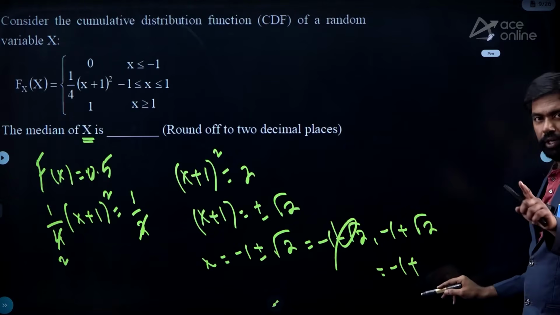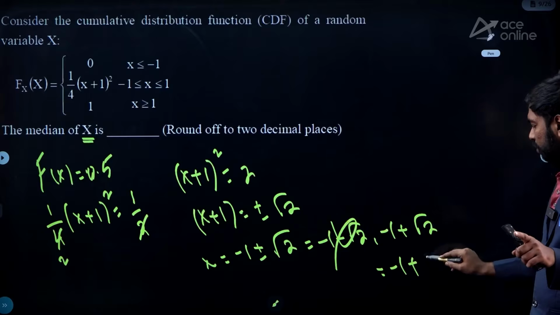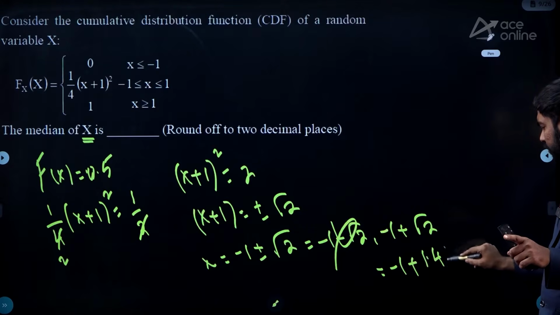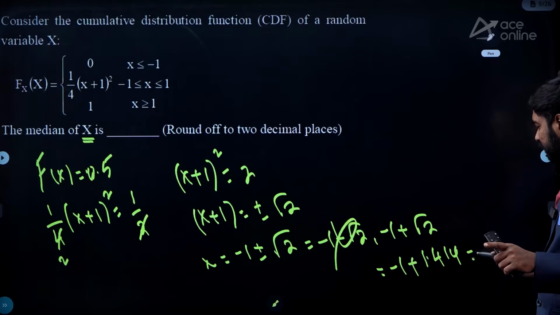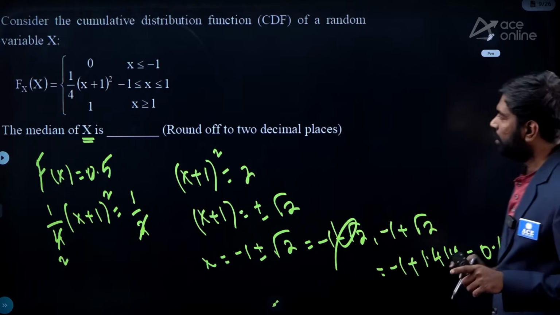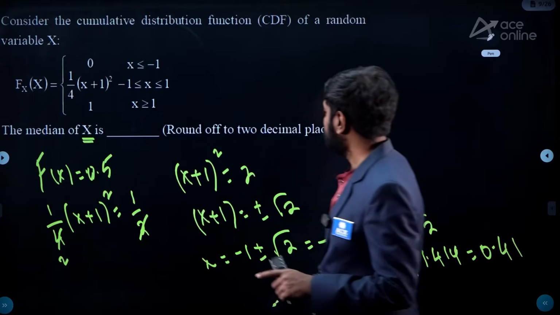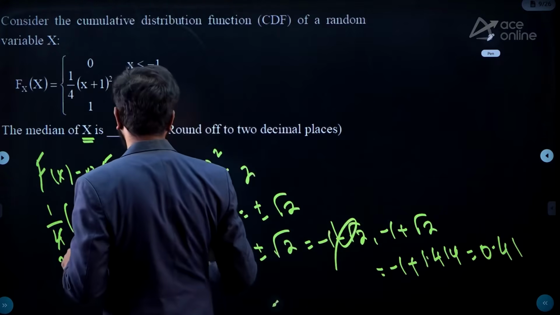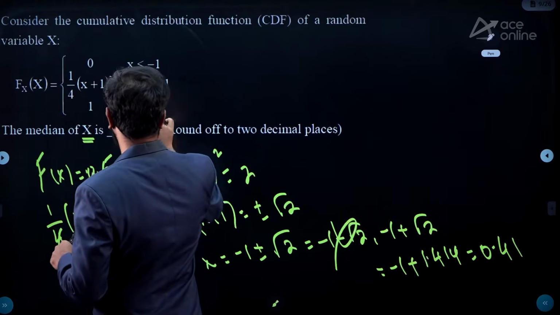Minus 1 plus root 2. You need to use a calculator. I'm just finding it roughly. Root 2 value, as far as I remember, is 1.414. If you look at the difference, is it 0.41? And then he says round off to 2 decimals. Third decimal is 4. So when I round off, the answer is 0.41.